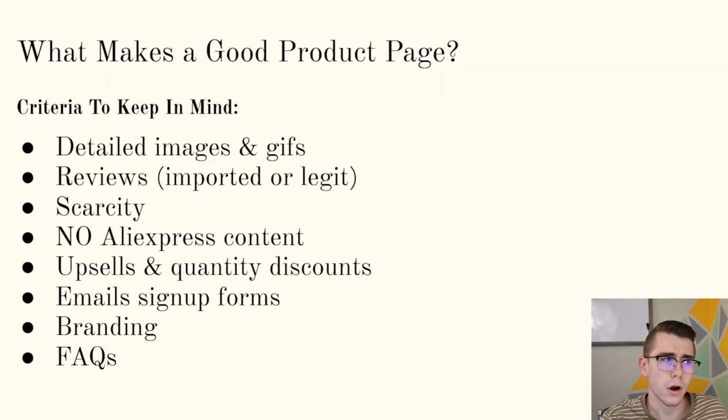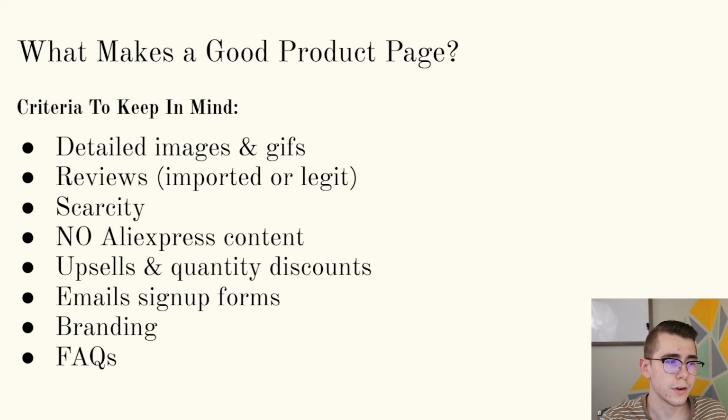So what makes a good product page? Criteria that you want to keep in mind are detailed images and GIFs. So I don't mean images pulled directly from AliExpress, but I mean images that you go through on Photoshop or Canva and you add your own touches. And then GIFs of the product in use are great for the customer to see. Reviews, they can either be imported or legit reviews from your own store. So there's a ton of different apps where you can actually import reviews directly from AliExpress, and that's what I do a lot of times when I'm getting started. And then allow customers to go through and fill in their own reviews later on.